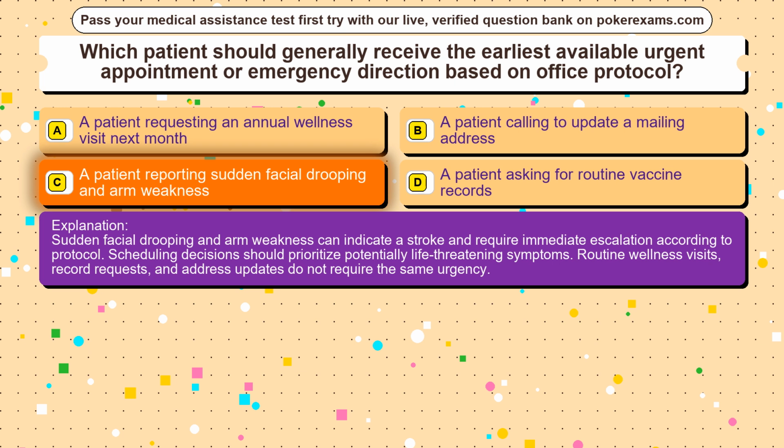Scheduling decisions should prioritize potentially life-threatening symptoms. Routine wellness visits, record requests, and address updates do not require the same urgency.